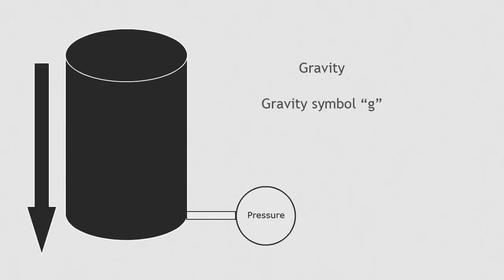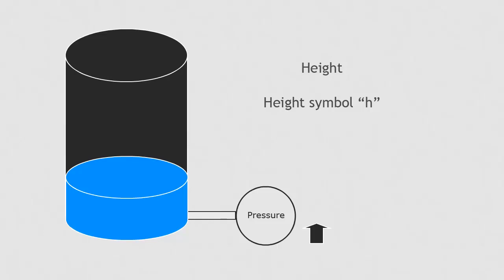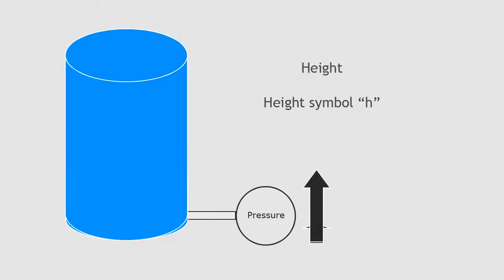Gravity applies a downward force to the liquid. The effect of gravity can be measured as an acceleration and can be approximated to be 9.81 meters per second squared. The height of the liquid is also a factor. The higher the liquid, the greater the downward force at the bottom of the container. Height is measured in meters.